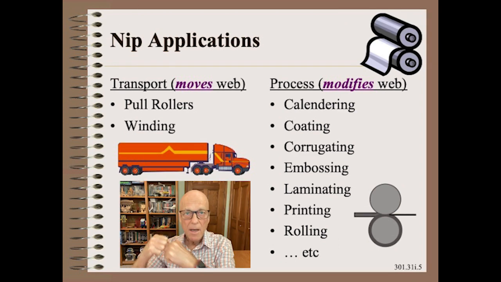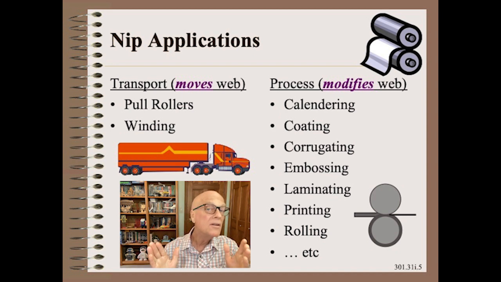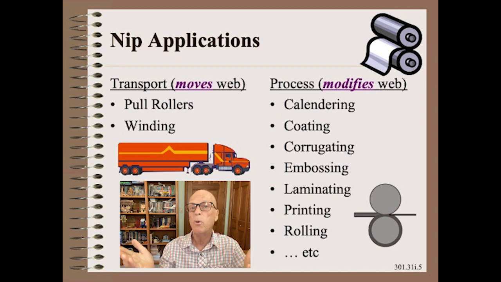While nips are less common than drive zones for tension, they are in many ways more important. Even web transport applications such as pull rollers and winding are super sensitive to design and maintenance issues. However, the much more interesting nips might be the process nips, which modify the web. That is because an uneven nip pressure profile can cause the web profile to be uneven, possibly resulting in quality defects.